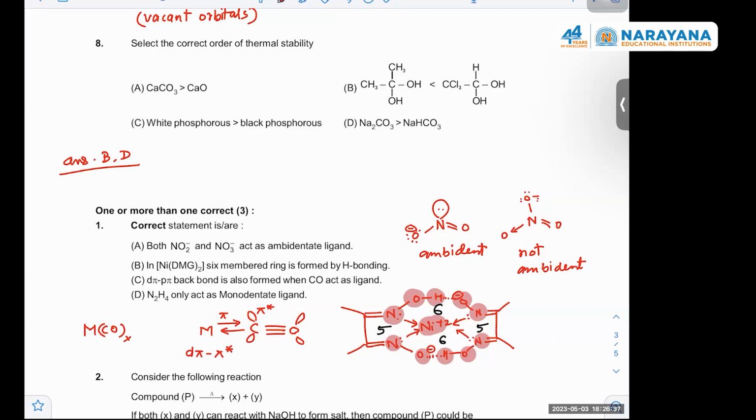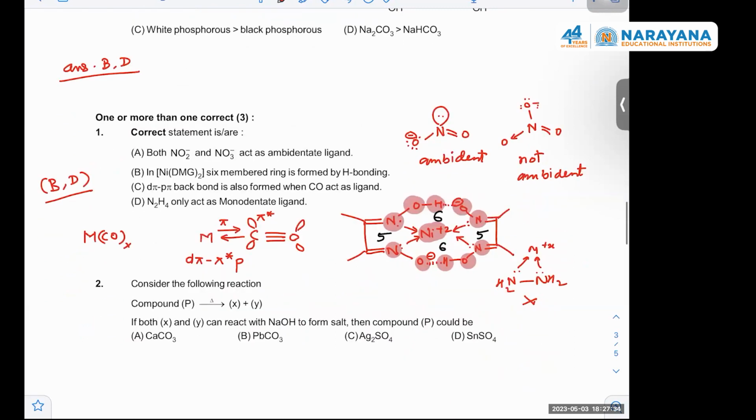We write p pi when we are using the p orbital, right? Any confusion here? The nature of the back bond will be d pi-pi star. Any confusions? That pi star will be p, but it will not be p pi. Okay. So d pi-pi star will be the actual format of the back bond. Okay, sir. And in case of N2H4, both nitrogens cannot donate simultaneously to the metal because three-membered chelation is not allowed. So actually the answer will be B and D. B and D are the correct answer. Okay. Try solving next question.